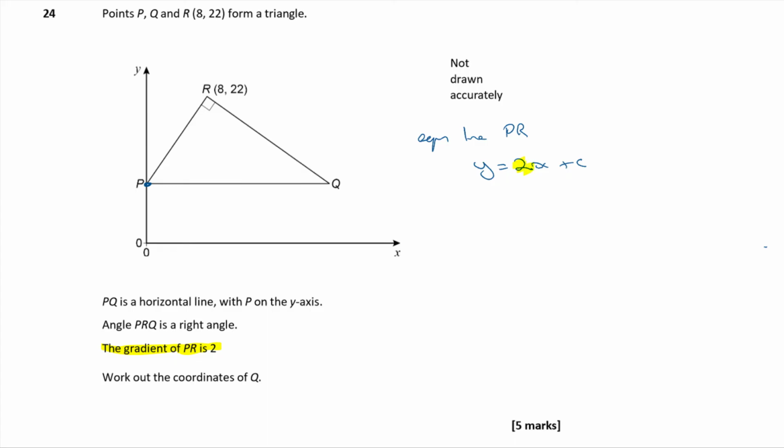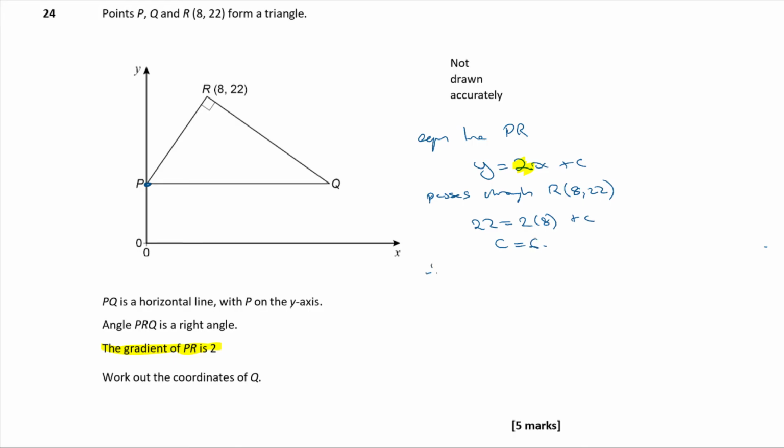Okay, so if we know that, we also know that the line passes through the point R, which has coordinates (8, 22). So if we plug those numbers into the equation, the only thing we won't know is c, isn't it? So replacing y with 22 and x with 8, you can see then that 22 is 2 lots of 8 plus c. 2 lots of 8 is 16. 16 plus 6 is 22, so c must be equal to 6.